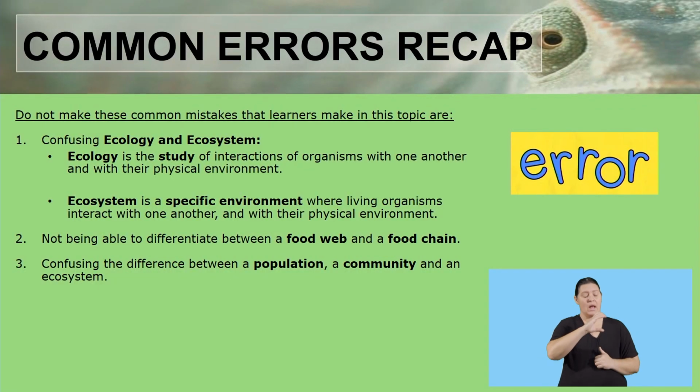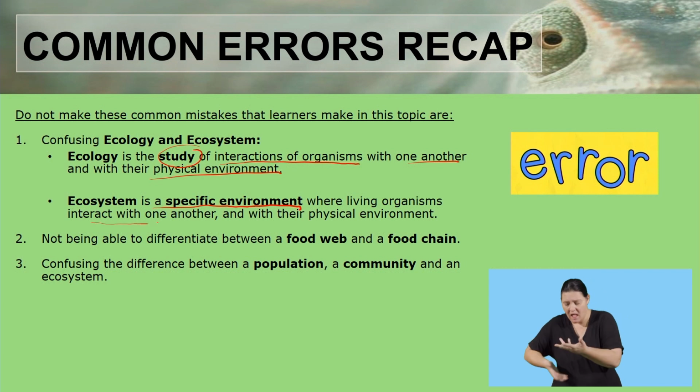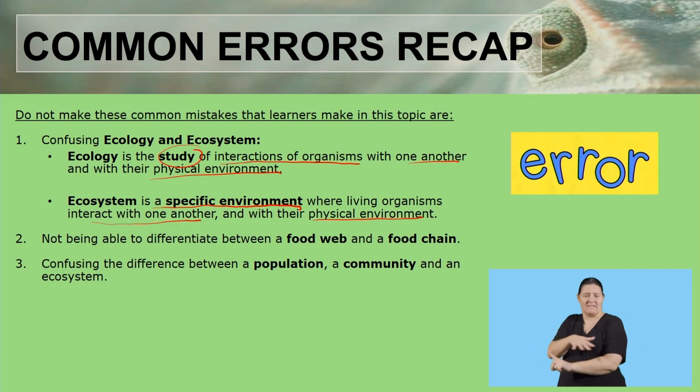Now, these are common errors that we should try by all means to avoid. The first one is confusing the term ecology and ecosystem. Just to be clear, ecology is the study of interactions of organisms with one another and with their physical environment, whereas ecosystem is the environment where the interaction takes place. So here is the environment where living organisms interact with each other and with their physical environment. It is very easy for you to confuse the two terms. Ecology is the study, whereas ecosystem is the environment where the interaction takes place.